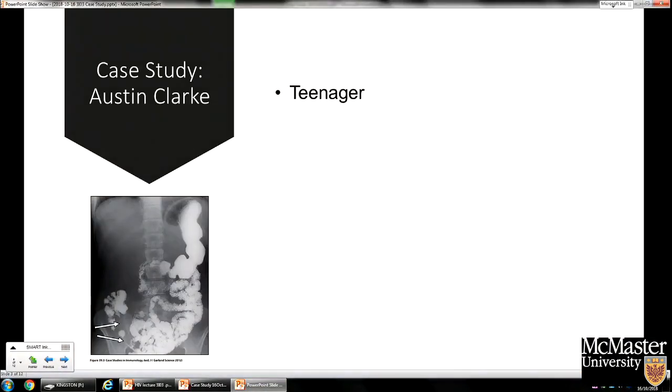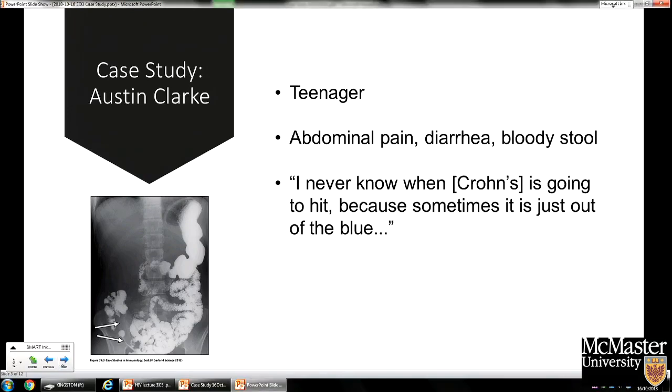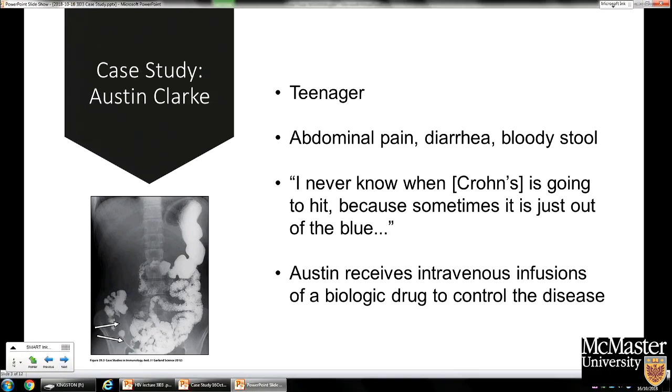So to recap some of the main features of that case, it was Austin Clark. He's been diagnosed with Crohn's, and he's just a teenager, so the disease has an early onset generally. He suffers from abdominal pain, diarrhea, as well as bloody stool. He states that he never knows when the symptoms of Crohn's are going to hit, and sometimes it can come out of the blue, so it's not expected. To treat his Crohn's, he receives intravenous infusions of a biological drug, and this helps him control the disease, but as he stated, it's not a cure.